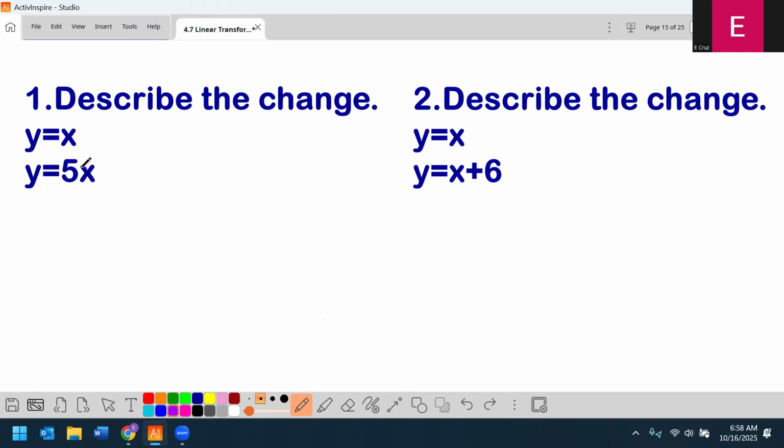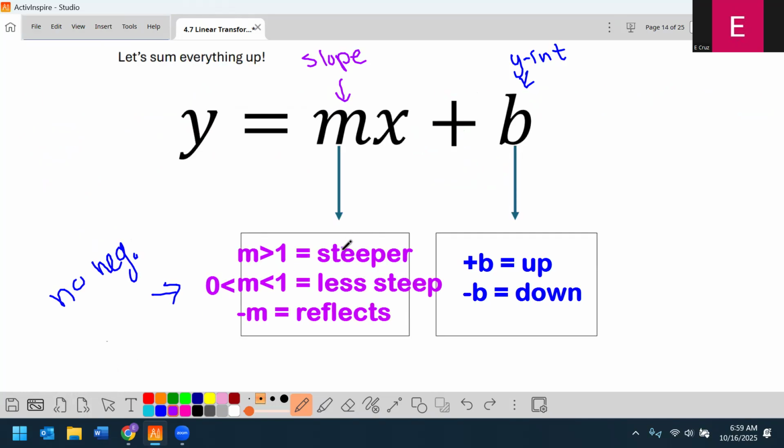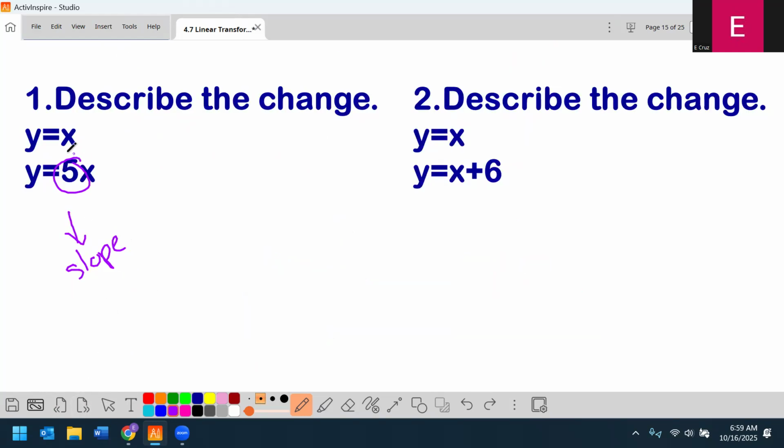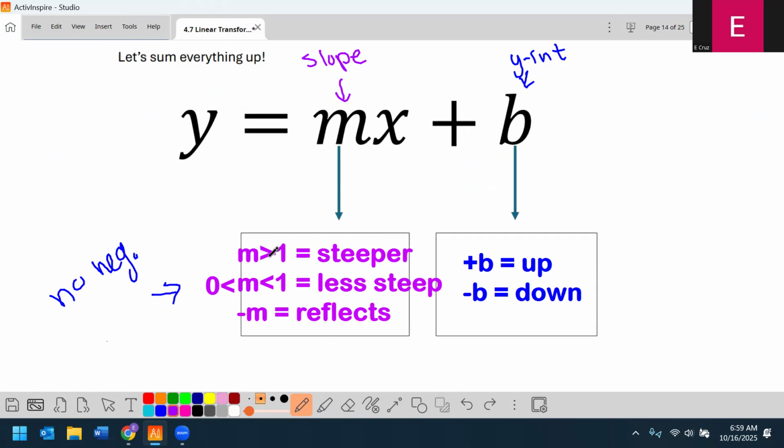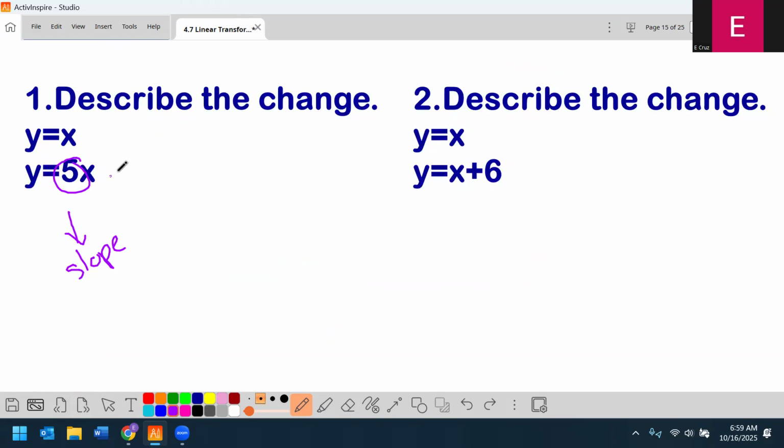They're always going to give you the parent function, that's the first equation, and the new equation, and we're trying to describe how it changes. Remember, if the number has x with it, that's the slope. Slope can do 3 things: make it steeper, less steep, or reflect. My number is greater than 1, so this makes the graph steeper.